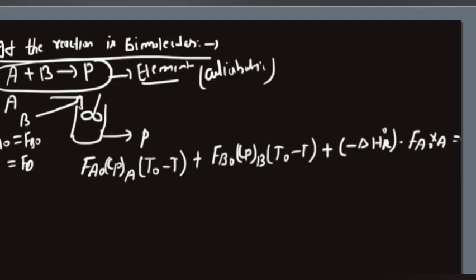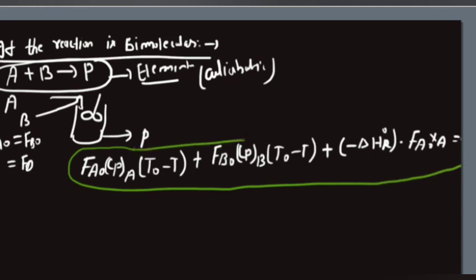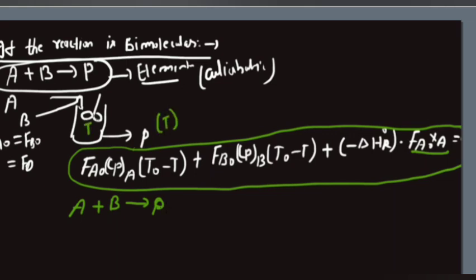It's a very important derivation because most of the time these types of numericals are asked. They will be asking about the bimolecular reaction. Just try to understand the mistake students make in the examination. Most students make mistakes here itself. Why am I taking FA naught XA here? Because A plus B is getting converted into product P, and the outlet temperature of the product is T, and the temperature inside the reactor will also be T.